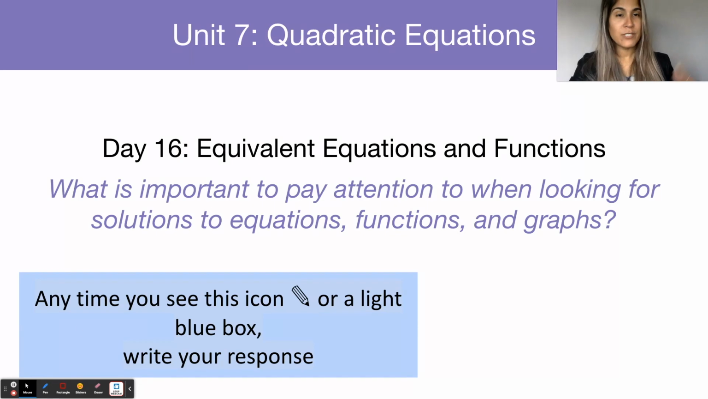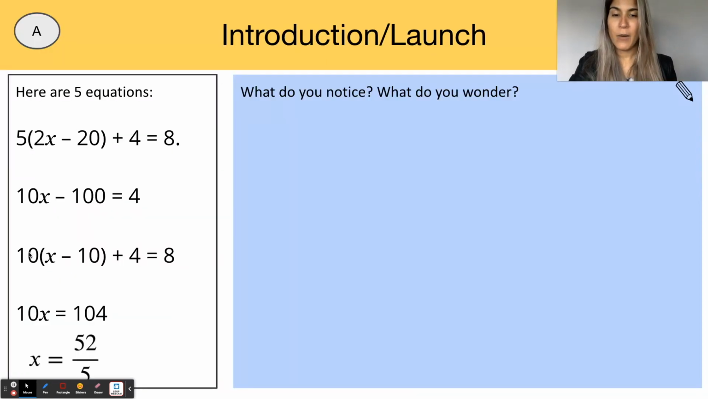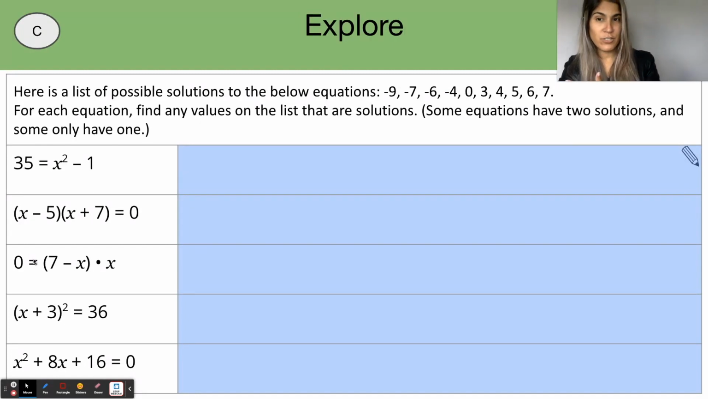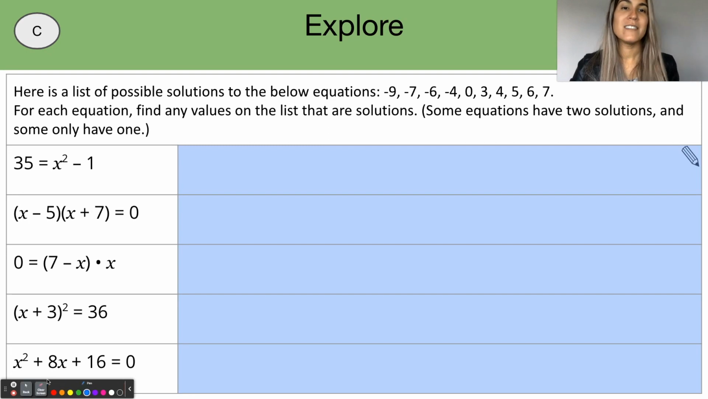Okay, so for today's lesson, we are going to be looking at our Explore. So once you complete the introduction launch, you're going to be doing this first portion of your Explore. It said, here is a list of possible solutions to the below equations: -9, -7, -6, -4, 0, 3, 4, 5, 6, 7. For each equation, find any values on the list that are solutions. Some equations have 2 solutions, some equations only have 1. So you're going to go ahead and work on this. We are going to be looking at the second slide of our Explore together.